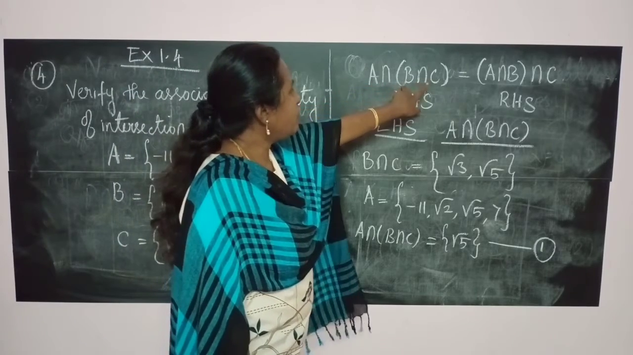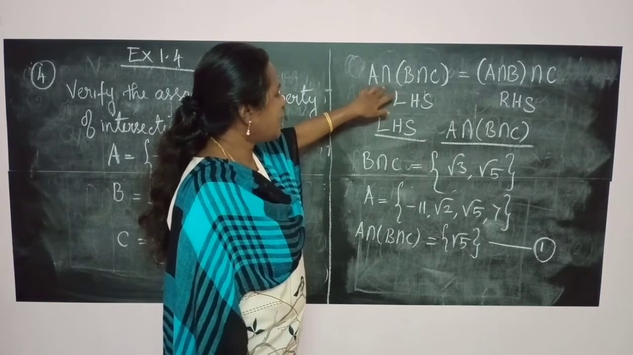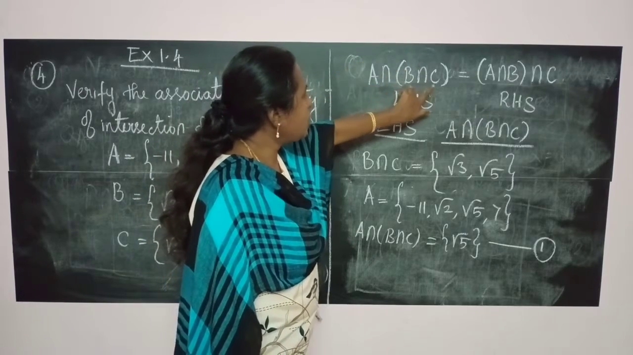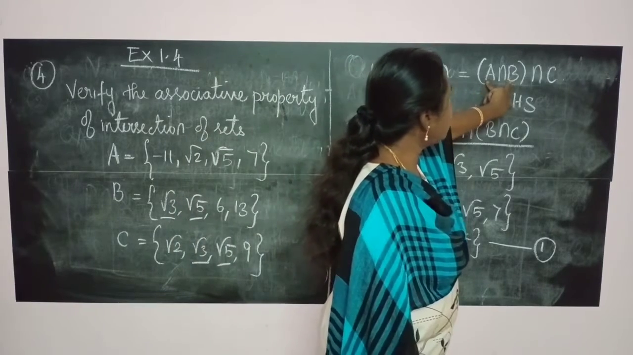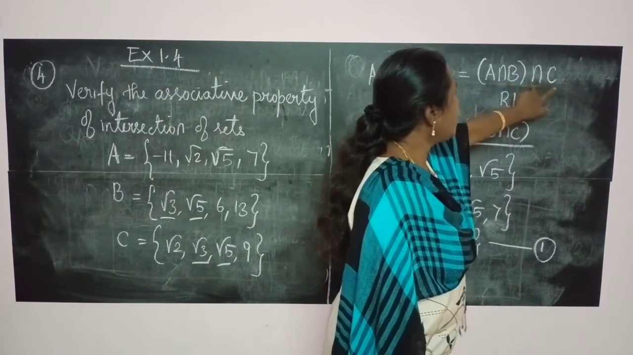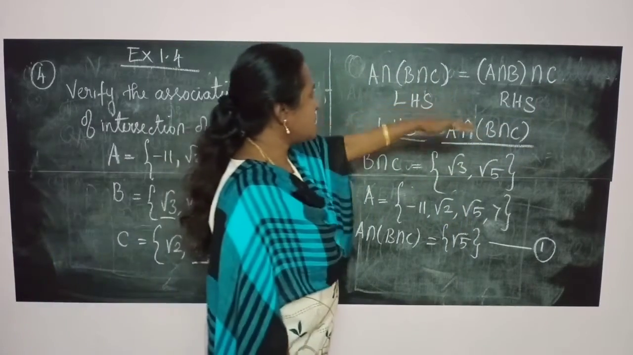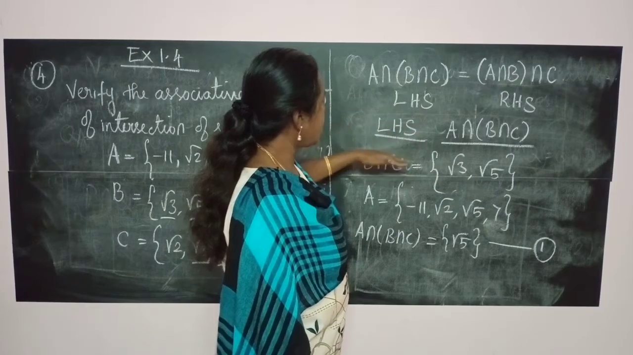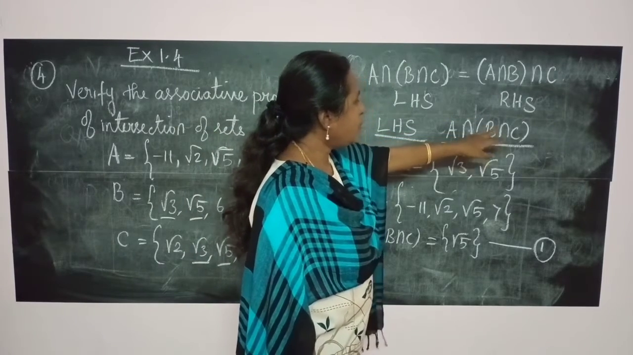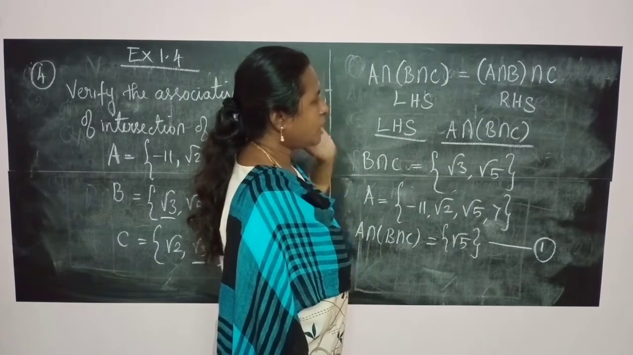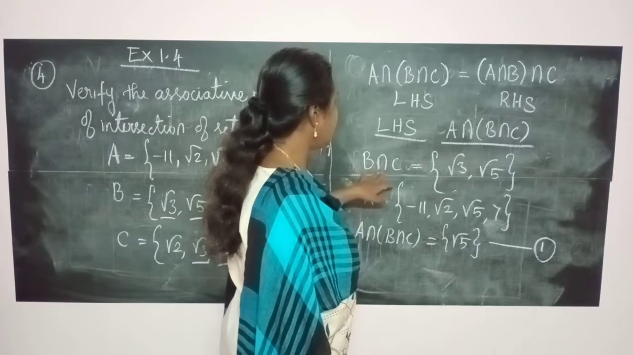Only the placement of the brackets will change. On one side, A intersection, within the bracket, B and C intersection. On the other side, within the bracket you write A and B intersection C. Okay, this is the expression. Now let us take LHS and RHS. LHS side: A intersection, within the bracket, B intersection C. First we will write B intersection C.